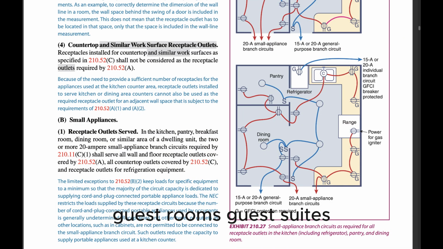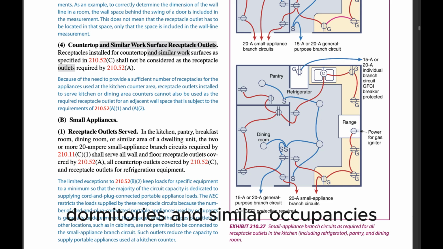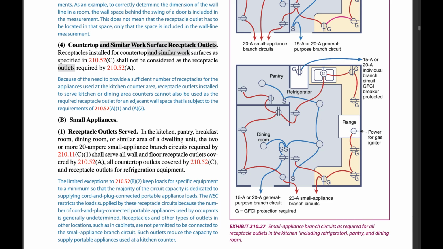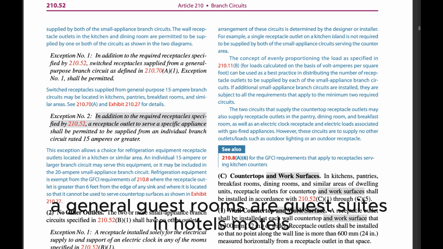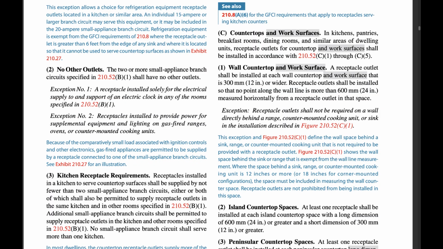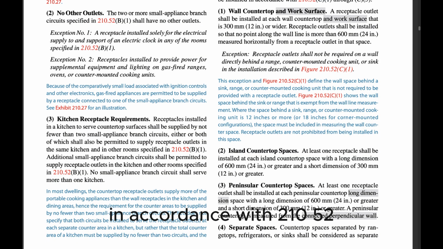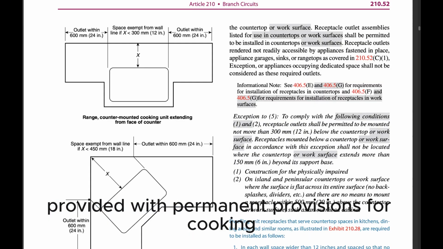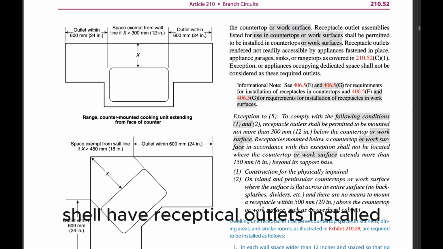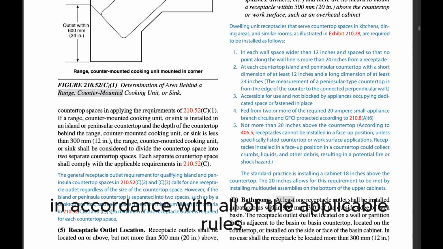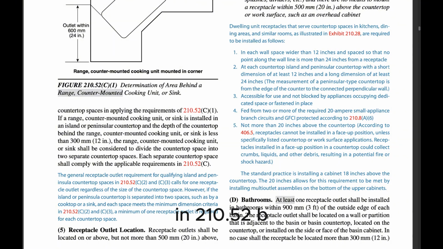210.60 Guest rooms, guest suites, dormitories, and similar occupancies. (A) General. Guest rooms or guest suites in hotels, motels, sleeping rooms in dormitories, and similar occupancies shall have receptacle outlets installed in accordance with 210.52, and guest rooms or guest suites provided with permanent provisions for cooking shall have receptacle outlets installed in accordance with all of the applicable rules in 210.52.